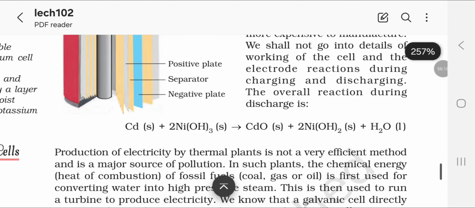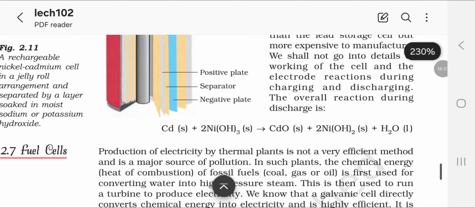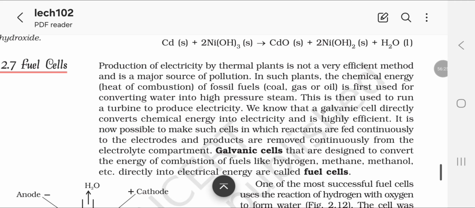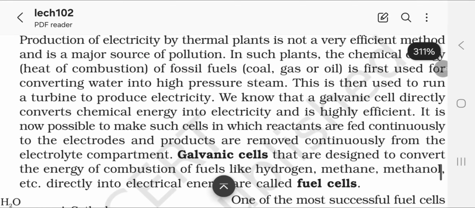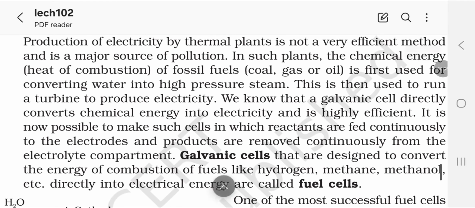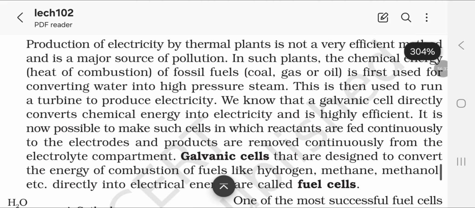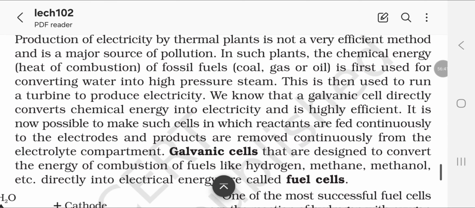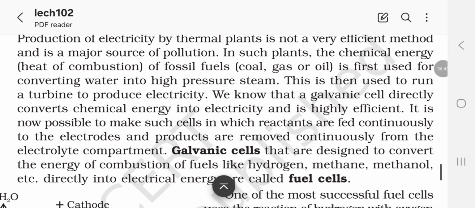2.7 Fuel cells. Production of electricity by thermal plants is not a very efficient method and is a major source of pollution. In such plants, the chemical energy, the heat of combustion of fossil fuels (coal, gas or oil), is first used for converting water into high pressure steam. This is then used to run a turbine to produce electricity.